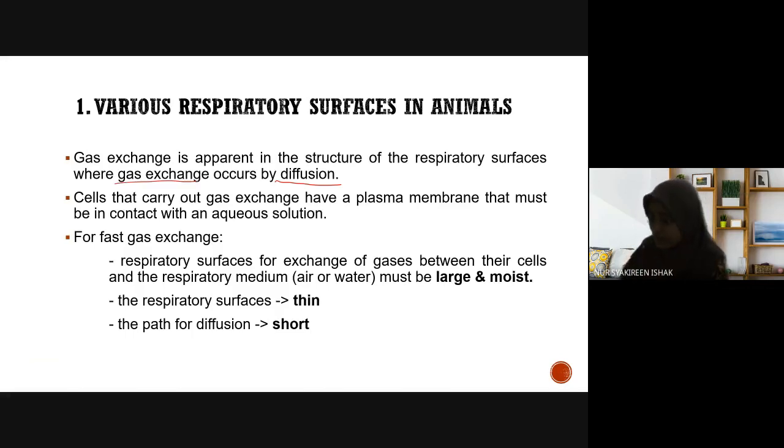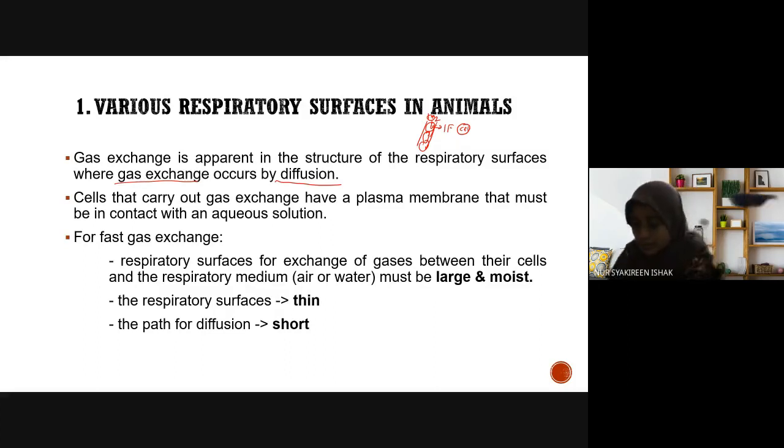For example, you have the blood capillaries, as I mentioned earlier. This is the blood capillary. In the blood capillary, you have red blood cells, and inside the red blood cells, you have many hemoglobins bound to oxygen. The oxygen must be released from the blood capillaries into the interstitial fluid and into your body cells, to be used for cellular respiration. So the process of gas exchange must occur by diffusion.